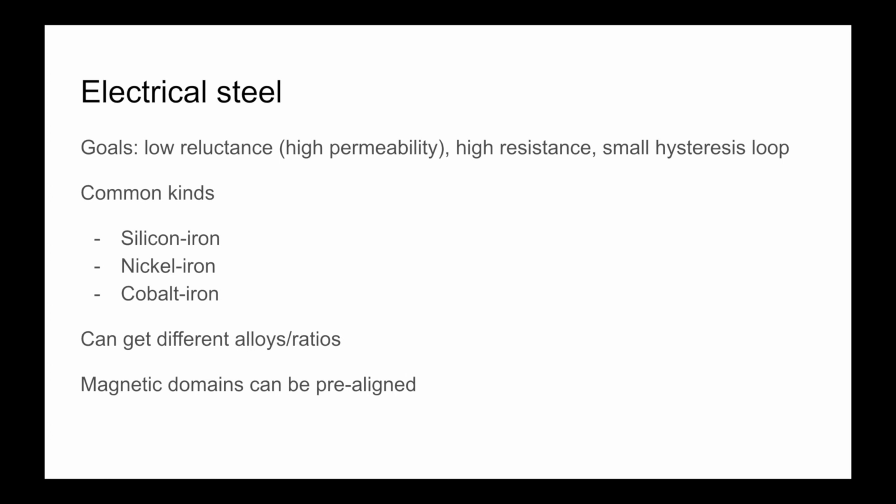In some applications where the flux direction does not change, such as transformers, these electrical steels can come as grain-oriented, meaning that the magnetic domains are somewhat pre-aligned. This can reduce reluctance, but increases hysteresis, making it not very desirable for motors.